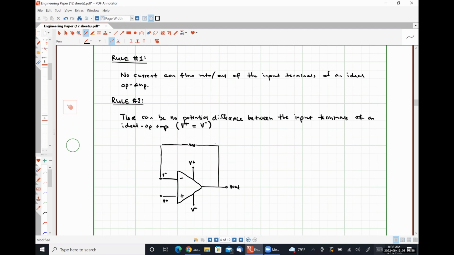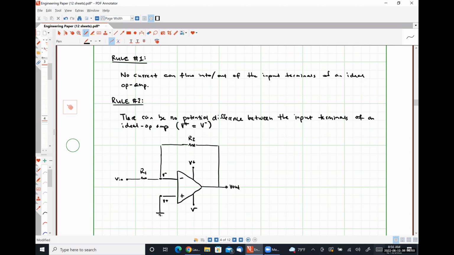We're going to just mark this guy symbolically. So here's our resistor R2. Here is our resistor R1. Here's our input voltage. This guy.